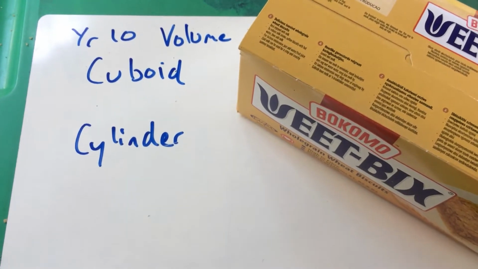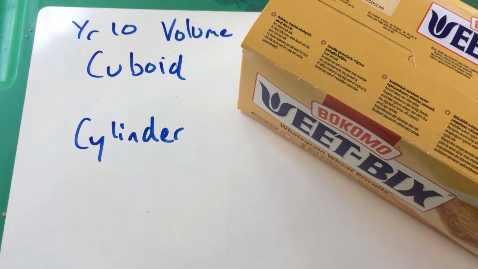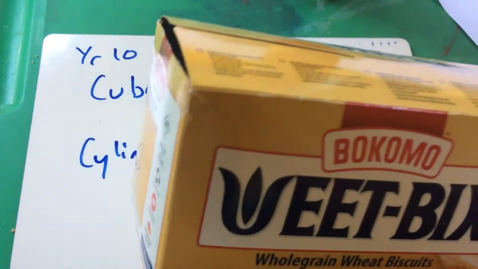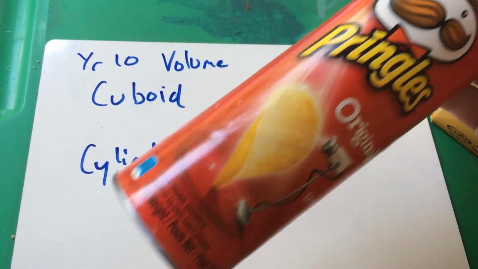I'm doing a volume lesson for my year 10s and I'm going to show them a quick demonstration of volume of two shapes. One is a cuboid, just using some Weetabix here, and the other is a cylinder, using Pringles again, like we did with the surface area.